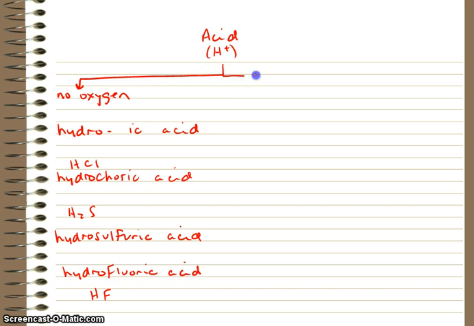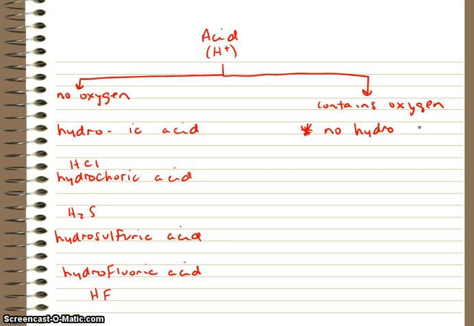Now the other side of our flow chart would be if we have an acid that contains oxygen. And the important thing about naming these is that there is no hydro in the name. Everybody wants to write hydro in the name for an acid because hydrogen's the positive ion. But the prefix hydro tells us we're looking at an acid that doesn't contain oxygen. So acids that contain oxygen have no hydro.